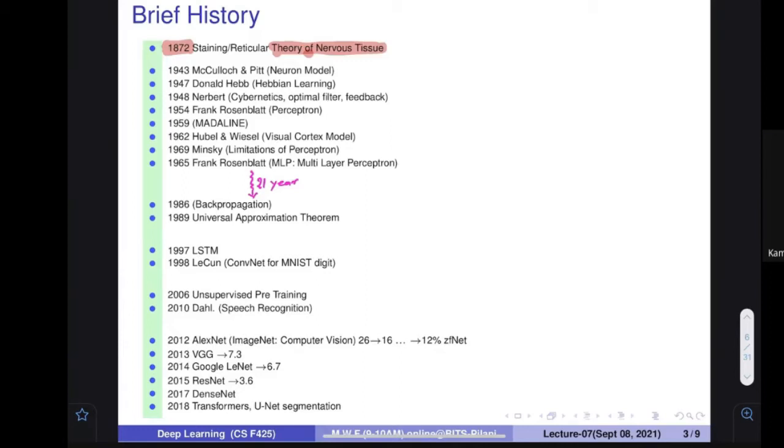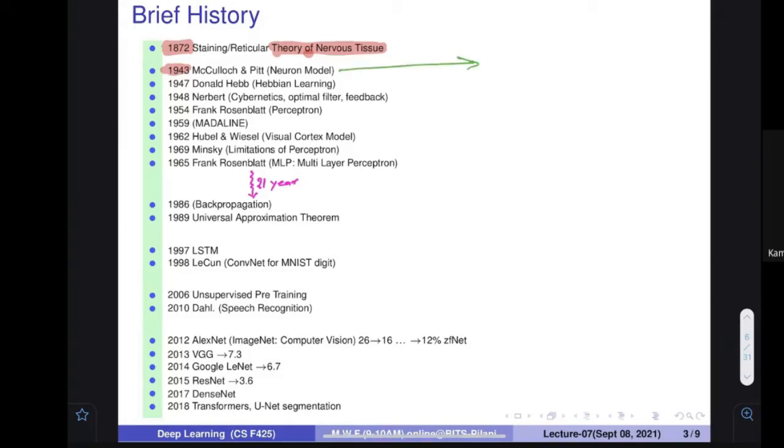So this was around 1872, when people came up with the idea that there are various small units, they are connected, and there are some tree-like structures. So the biological modeling was first done by this. And as I told you, around 1943, McCulloch was able to tell what the mathematical model of this is. How can we mathematically model it?